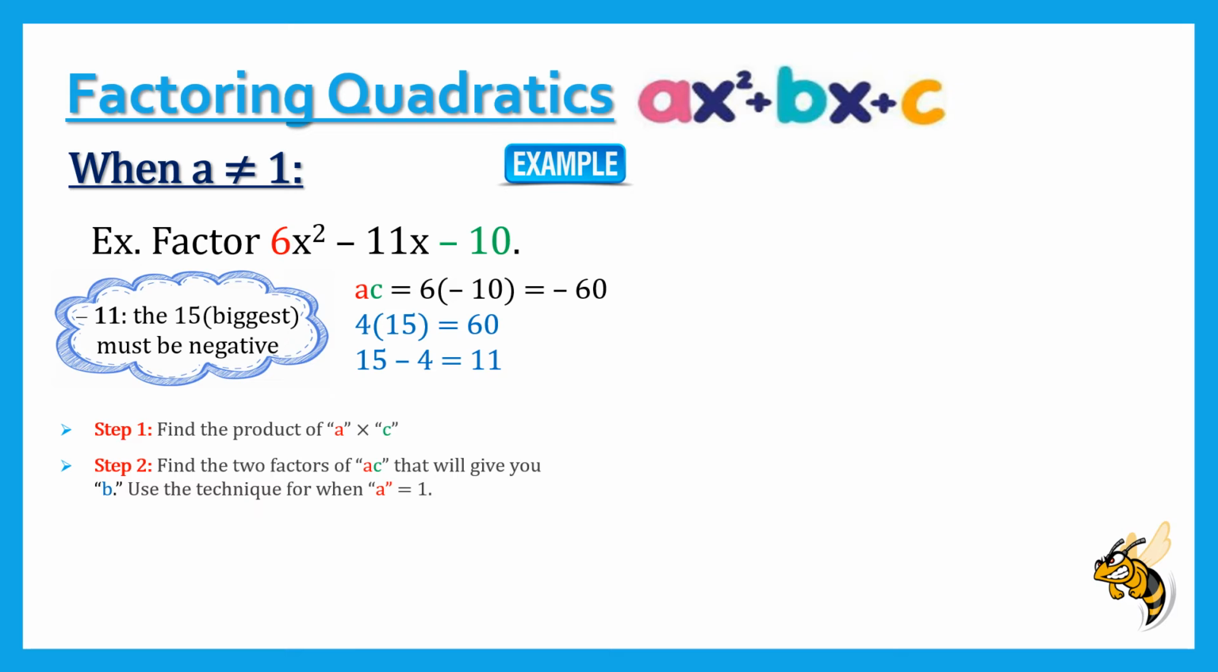If you notice, b is negative 11. The biggest factor, which is 15, must be negative because b was negative 11. So the biggest factor always takes the sign of b. Now let's rewrite: 6x squared plus 4x minus 15x minus 10.